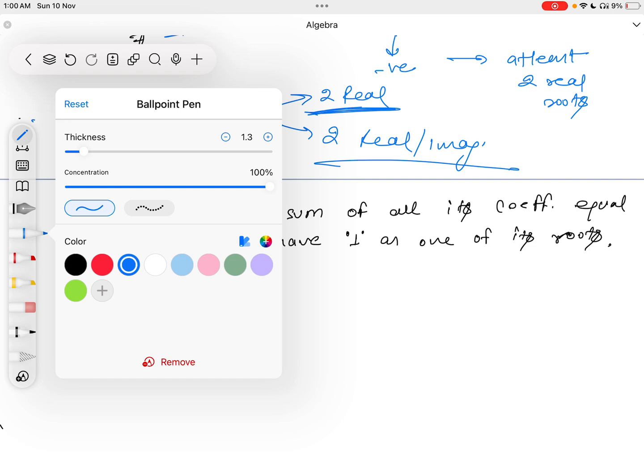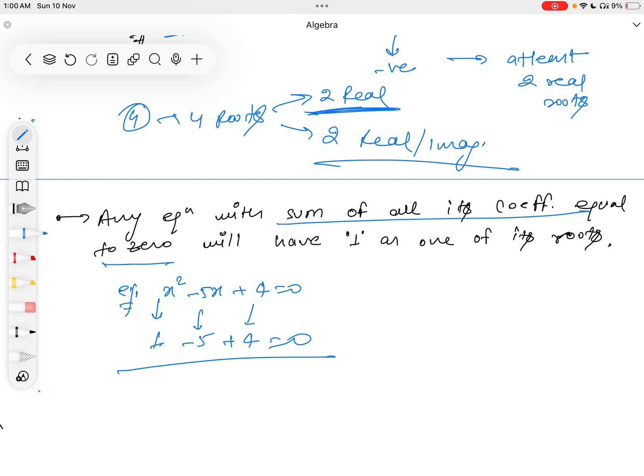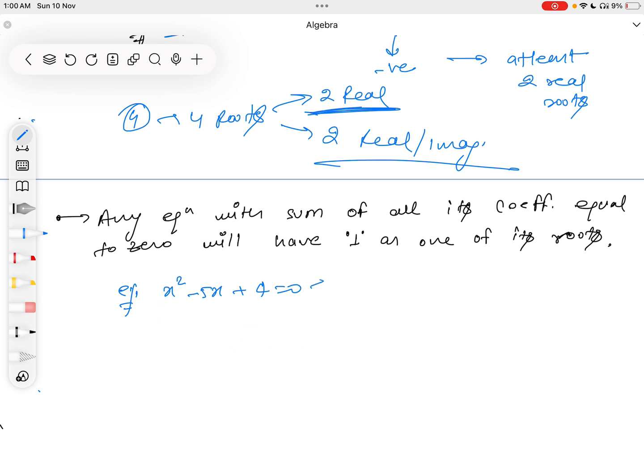So let me show you an example for this as well. Let's say you have the equation x square minus 5x plus 4 equals 0. In this, if you look at the coefficients, this is 1, this is minus 5, this is plus 4, whose sum is 0. Right? So if the sum of all coefficients is equal to 0, 1 will be one of its roots. So this will have two roots. Let's call them alpha and beta. One of them is going to be 1. Another could be anything, I don't know. But one of them is definitely 1.